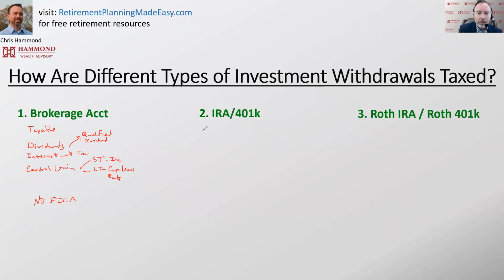Now, another type of classification would be these IRAs and these 401ks, which are pre-tax accounts. In other words, when you put money into a 401k or an IRA, you get to take a deduction on your income taxes for that year. So it's going in pre-tax. So that means when you pull out money from your IRA or your 401k, you're going to pay the income tax rate that you're in for that.